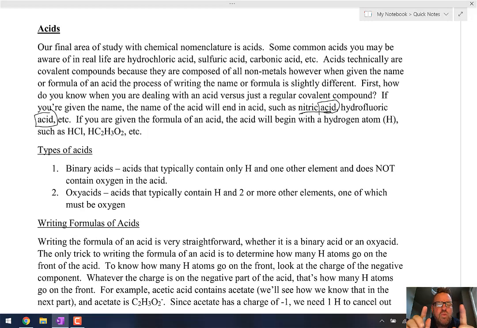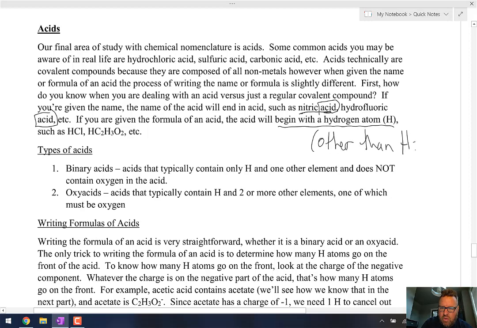Now, what about the other way? What if you're given a chemical formula? How can you identify it as an acid? The easy way, the way we're going to do for now, is if it begins with a hydrogen atom, and let me put in parentheses here, other than water. If it begins with a hydrogen atom, you treat it as an acid. So HCl, oh, you see a hydrogen in the front, acid. HC2H3O2, acid. H2SO4, acid. H3PO4, acid. Anytime it starts with a hydrogen, unless it's water, you treat it as an acid.